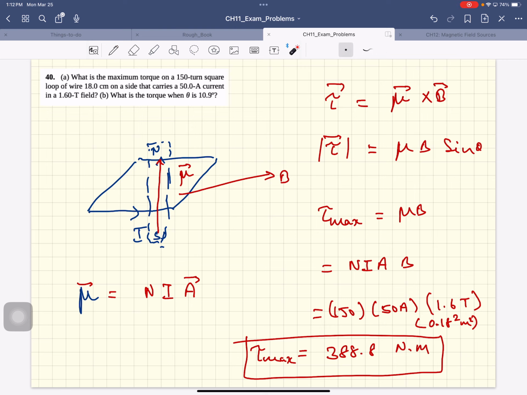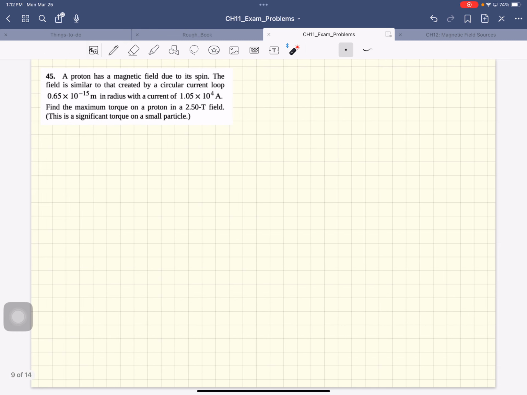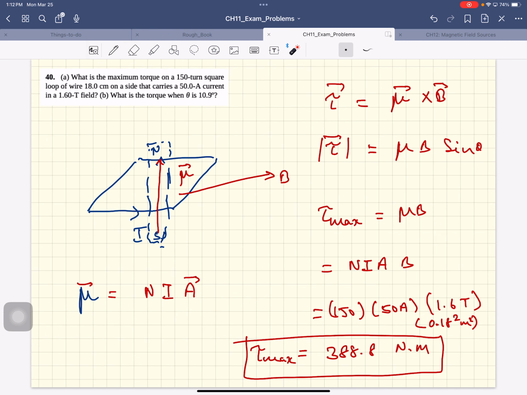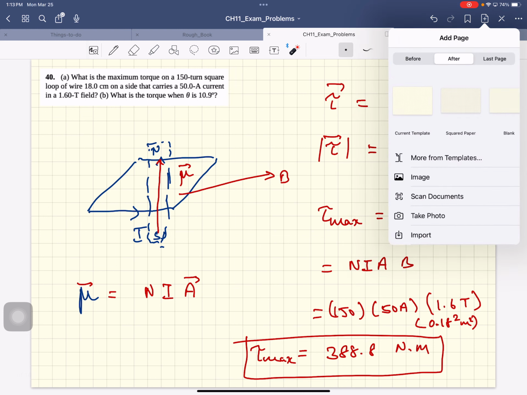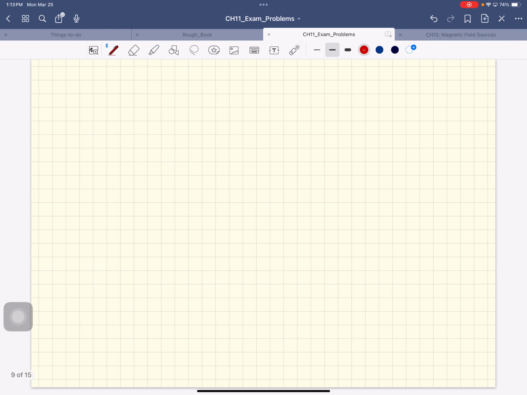What is the torque when the angle is 10.9 degrees? So you just take this maximum torque, then times sine 10.9 degrees. And you guys can do that. So for part B, tau is mu B sine 10.9.